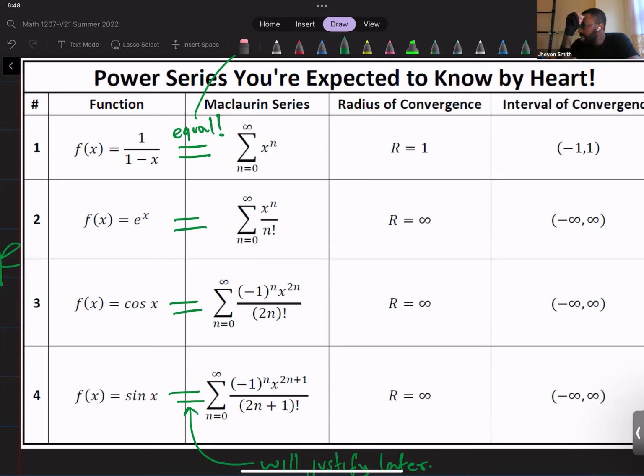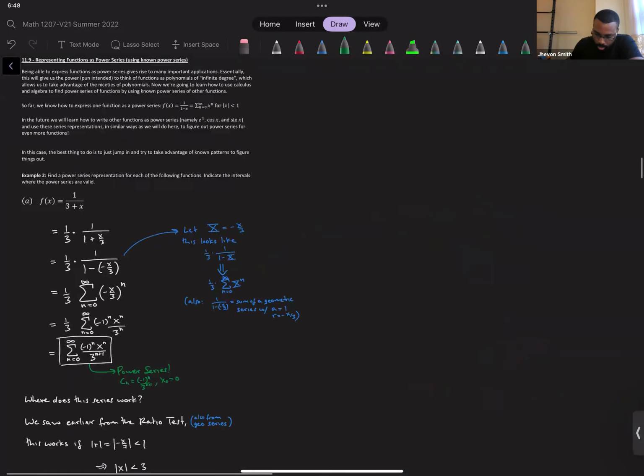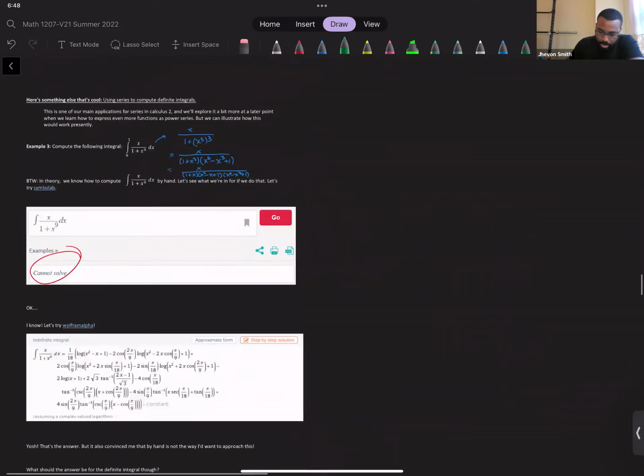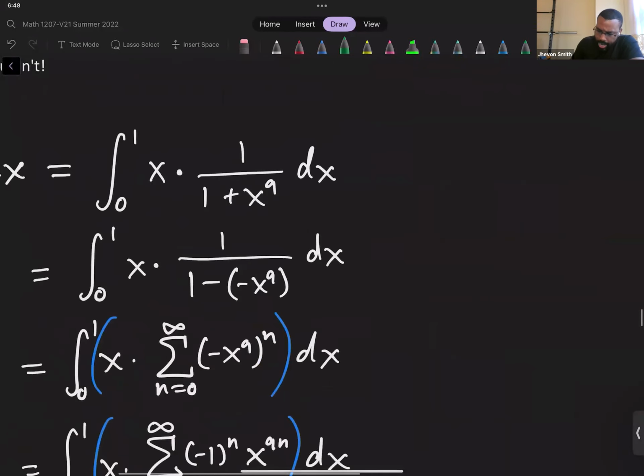And anything that is a derivative or integral of one of these guys in the first column, I expect you to be able to find the power series of that guy. If anything is a polynomial times one of these guys, I expect you to be able to find a power series for that guy. We did an example of that yesterday as well, with that example that Symbol Lab had trouble with, the x over 1 plus x to the 9th. I just thought of it as a polynomial times something that looks like a power series I know, right? So manipulations like that, you should be able to do.